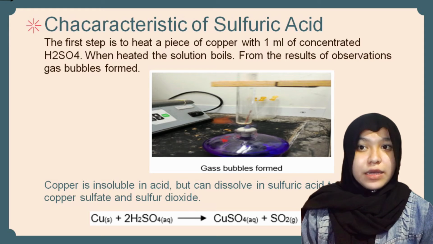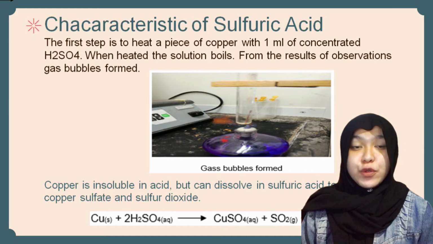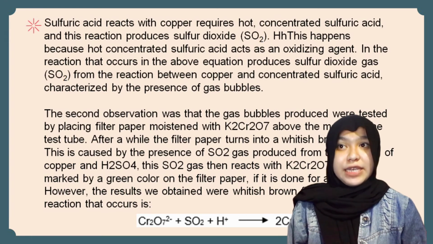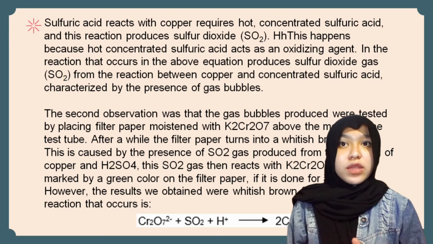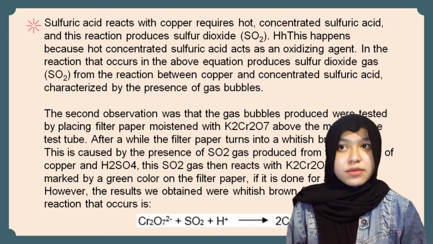oxide. Cu plus 2H2SO4 produce CuSO4 plus SO2 plus 2H2O. Sulfuric acid reacts with copper in hot, concentrated sulfuric acid, and this reaction produces sulfur dioxide.